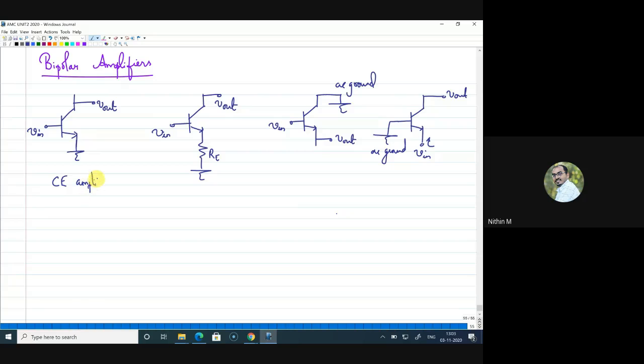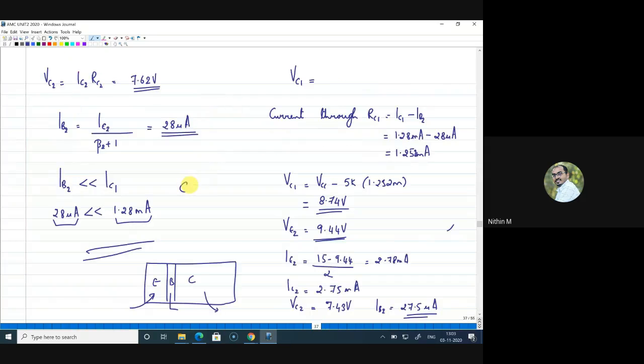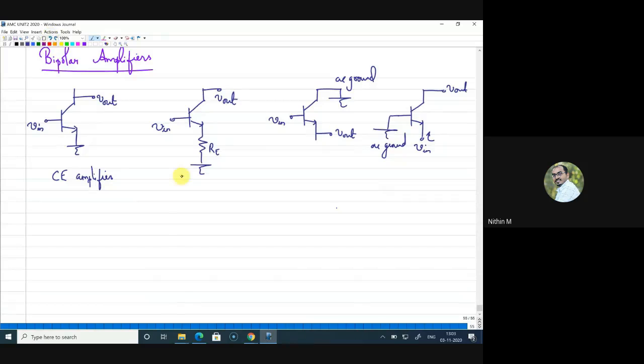So always the amplifier name is identified by looking at the input and output. So this is the common emitter amplifier. This is the CE amplifier with the degeneration resistance. Now this is common collector, and this is common base. Right, these are the amplifier topologies.